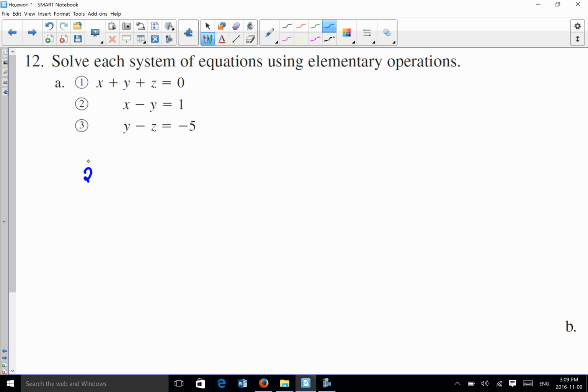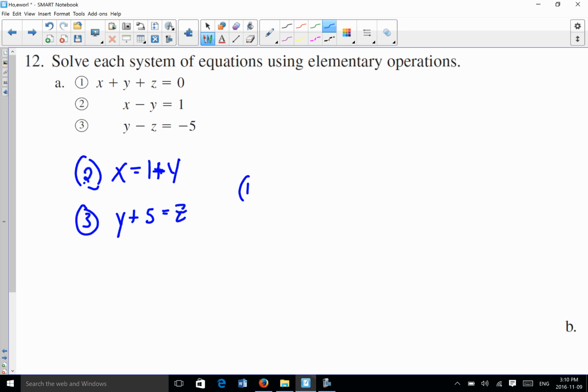So let's take equation 2. Equation 2, I could write that as x equals 1 plus y. So I have an expression for x in terms of y. If I do the same thing for equation 3, I'll put the z on the right-hand side. I have an expression for z in terms of y. Now, why is that helpful?